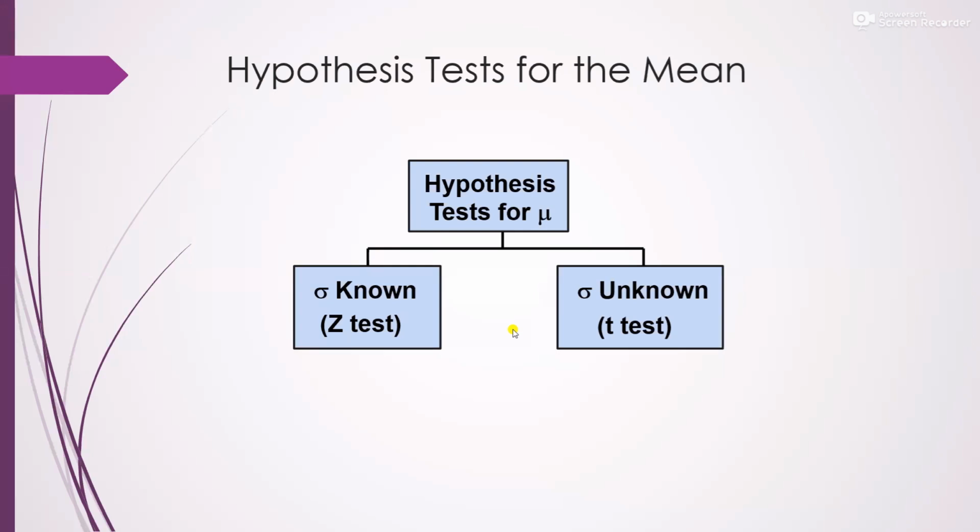Then the type 2 error occurs when the null hypothesis is not rejected when it's false. So there are 2 decisions and 2 errors we can get. This is the summary we learned in the last class.